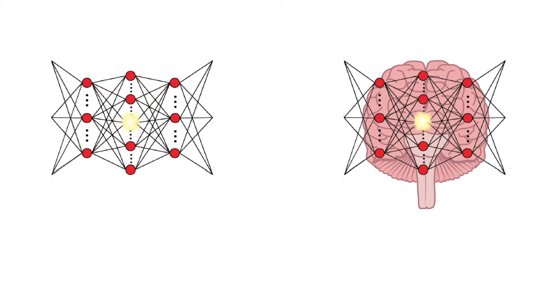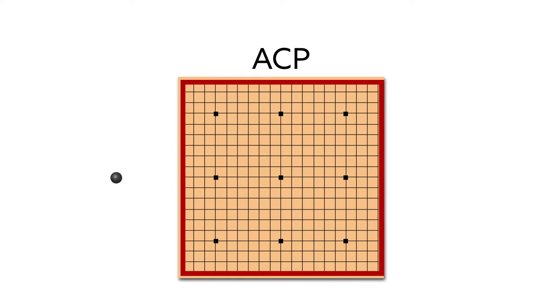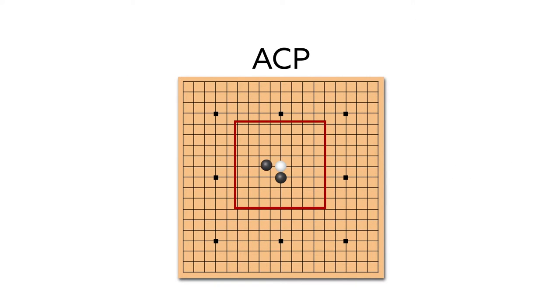According to the authors, this kind of neural network approach can be considered a specific example of a more general technique called ACP, which is short for Artificial Systems, Computational Experiments, and Parallel Execution. ACP effectively reduces the game space AlphaGo must search through to decide on a move.